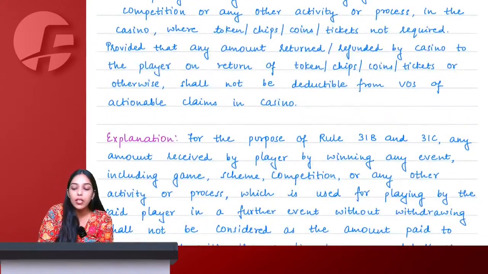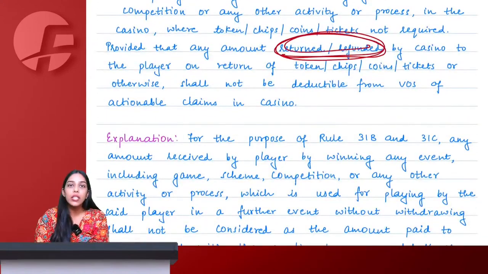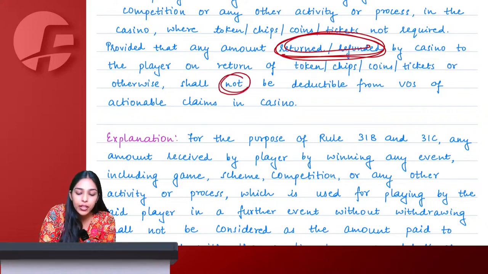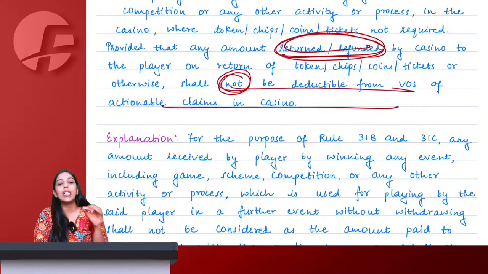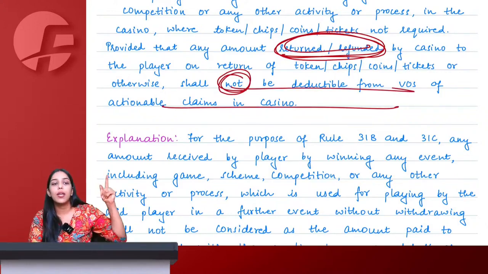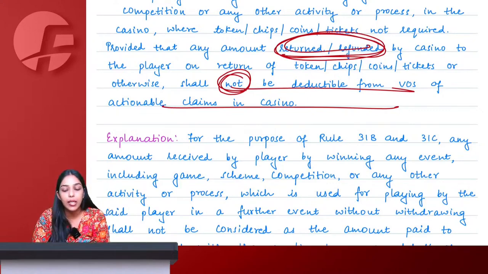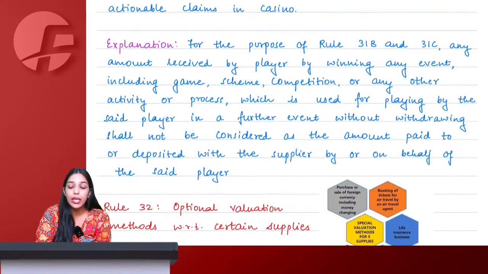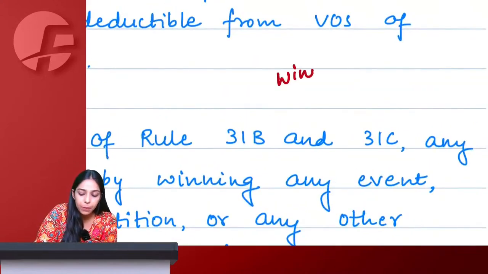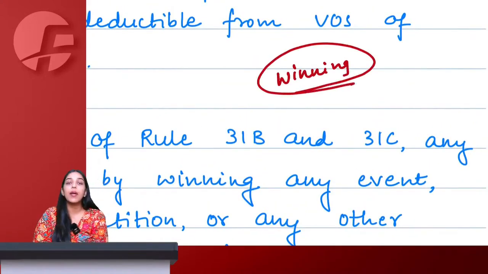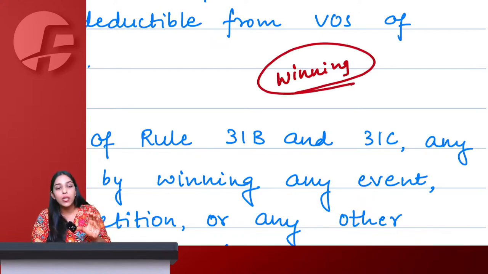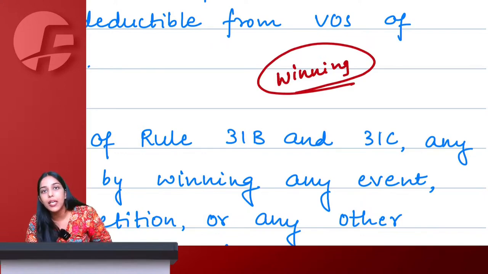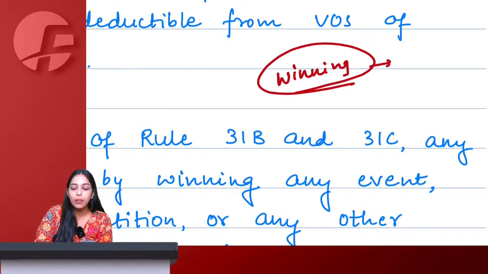Even if something is returned or refunded to you, similar to Rule 31B, it will again not be deducted from the value of supply, and the entire amount once given to casino becomes value of supply, and GST will be applicable on the same. Only and only, let us say I am winning something. I won something in the game, I won something in the casino, and I decide to not withdraw this money and to put this money in the game only and further play another game, then it will not be taxable.